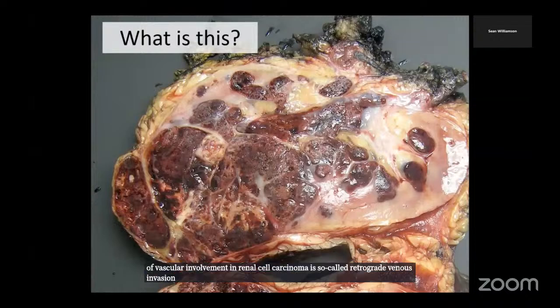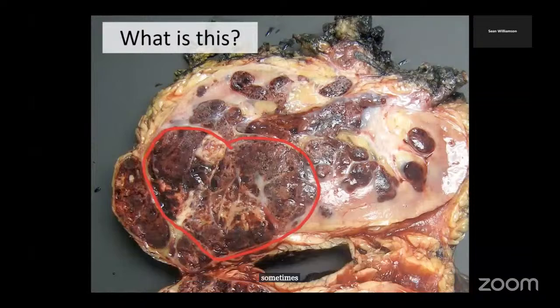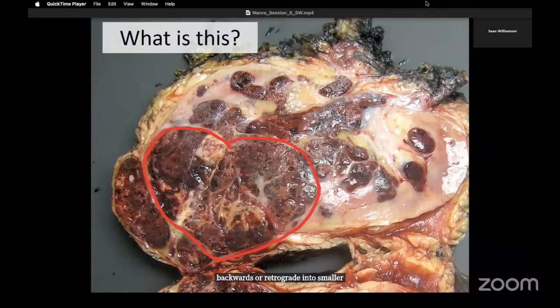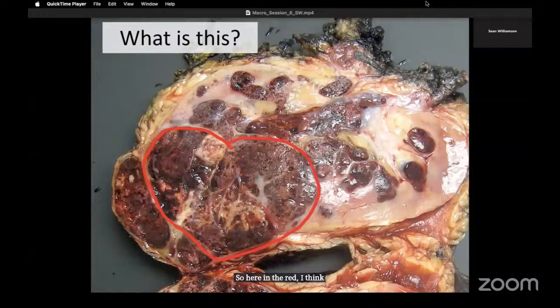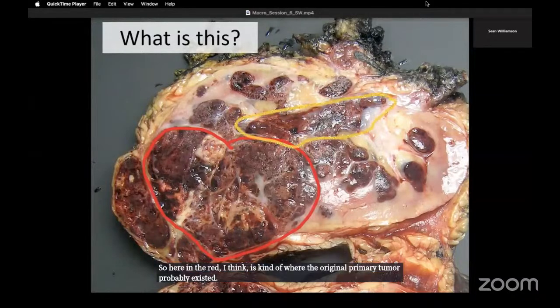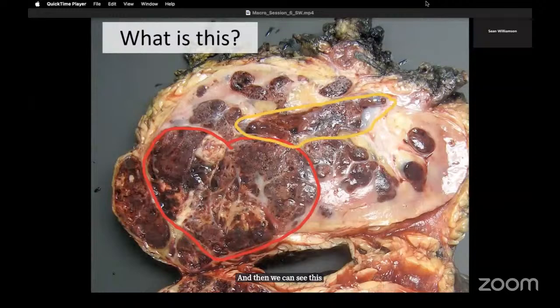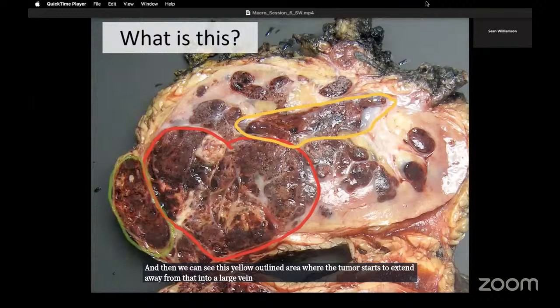And the hypothesis here is that when a tumor involves the main renal vein branch, sometimes nodules of tumor begin to grow backwards or retrograde into smaller renal vein branches, creating multiple nodules. So here in the red, I think, is kind of where the original primary tumor probably existed. And then we can see this yellow outlined area where the tumor starts to extend away from that into a large vein, the main renal vein branch.